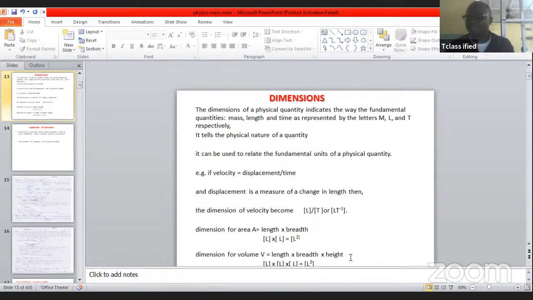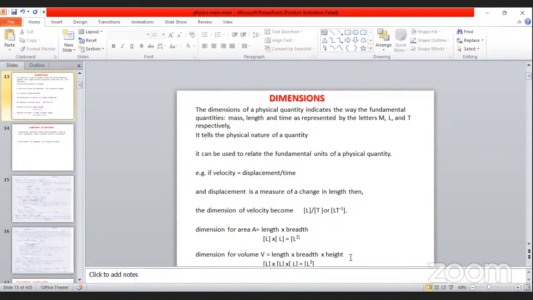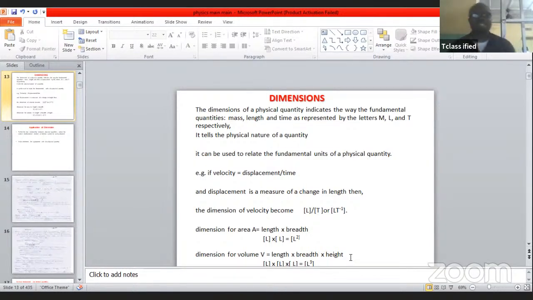Daniel, is that clear now? Yes, sir. Thank you, sir. It's very clear. Okay. So the fundamental quantities that you use in dimensional analysis are what? Length, mass, and what? Time. So M, L, and T. Okay. So any other question?